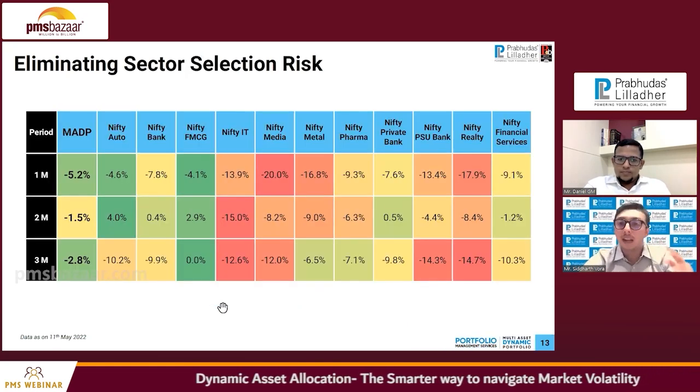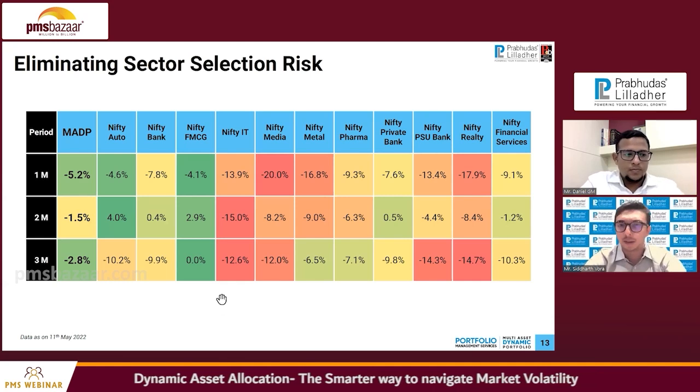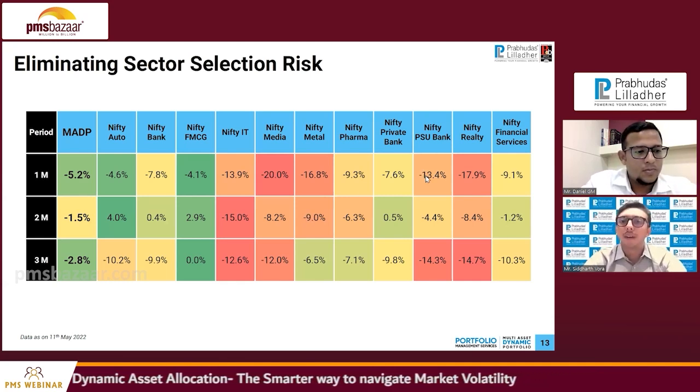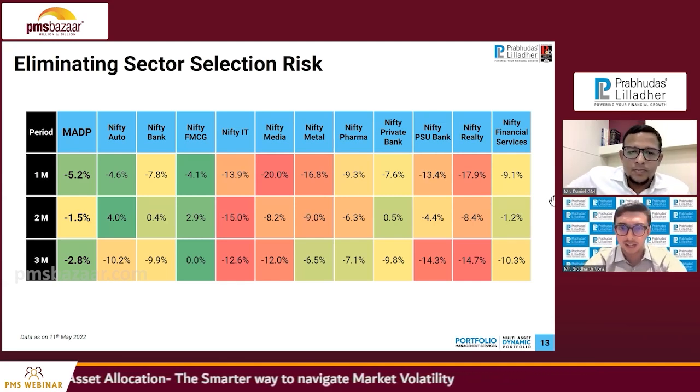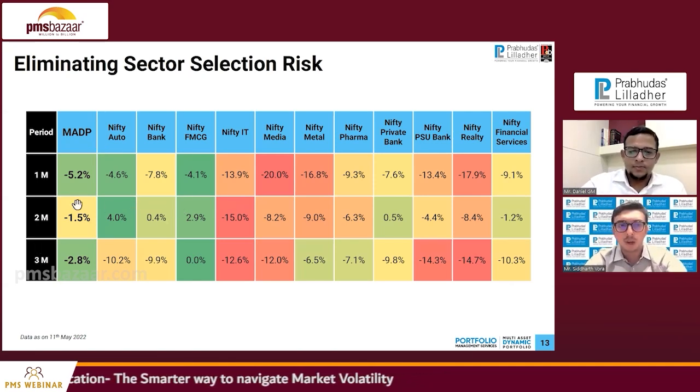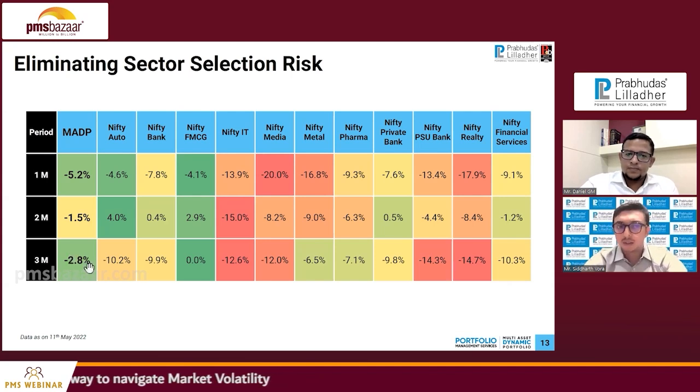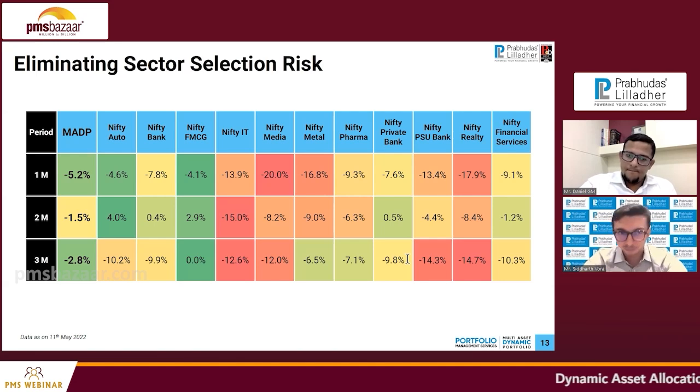Other than that, the next risk we talk about is sector selection. Here we've populated all the different sectoral indices and how they have performed. If you look at 3 months, MADP is down, say, 2.8%, but 2.8% is much better than all the other indexes, which have fallen between 10 to 15%. So the idea is to systematically eliminate each of these risks and therefore protect capital.